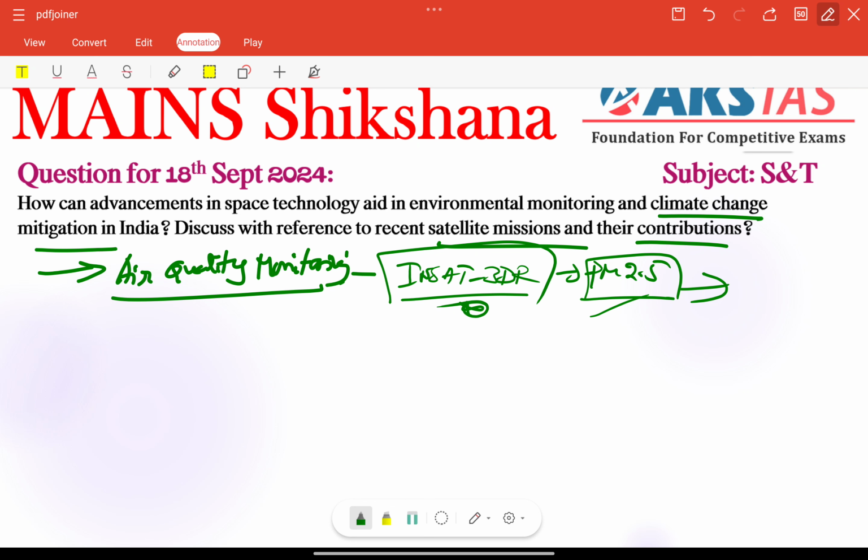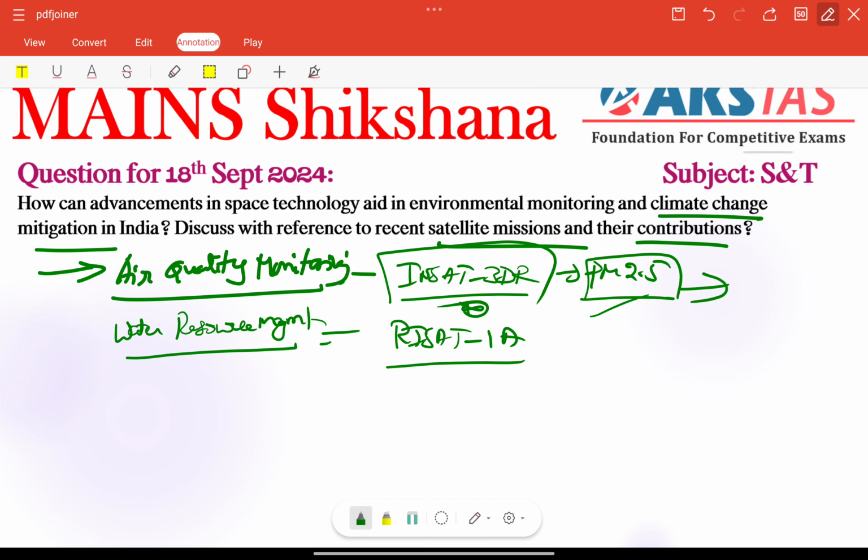Next we have water resource management also. Water resource management is also very important here. Here we need to connect our RISAT 1A, which uses synthetic aperture radar, SAR technology, to monitor surface and groundwater levels also, which helps manage water resources in drought-prone regions, especially, and optimize irrigation practices in agriculture also. Very important application, right?